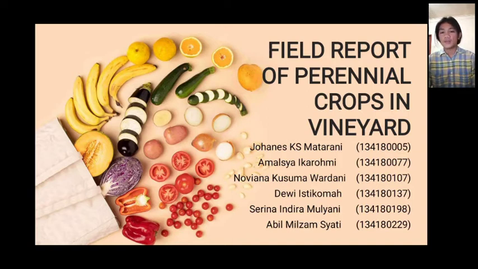First, let me introduce our group. We are group 3. Our members are me, Johanes KS Matarani, with student number 005, and my friend Amalsya Ikarohmi, with student number 077, Noviana Kusuma Wardani, with student number 107, Dewi Istikomah with student number 137, Serina Indira Mulyani with student number 198, and Abil Milzam Syati with student number 229.